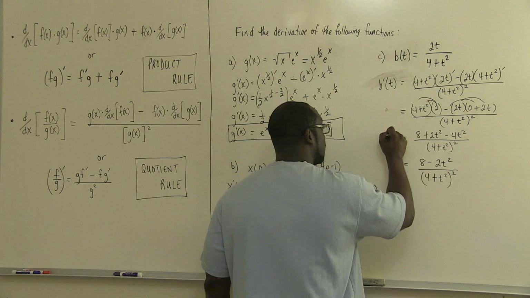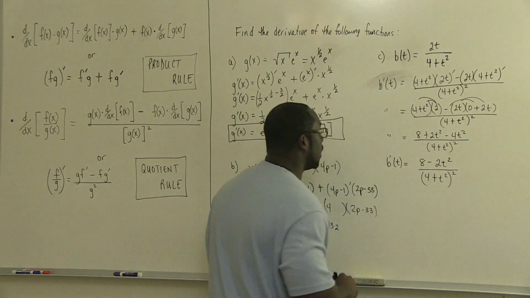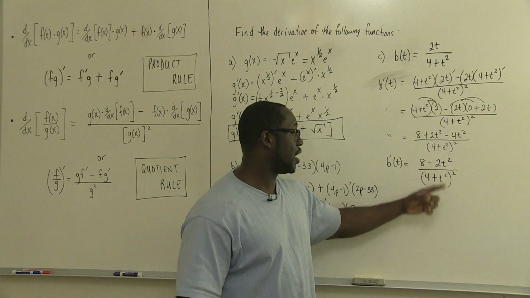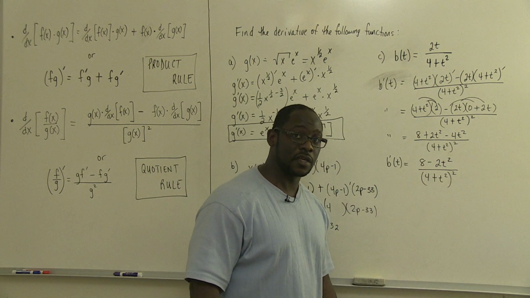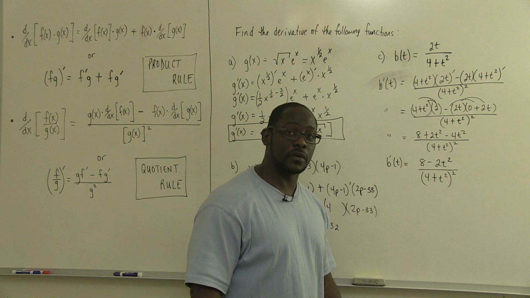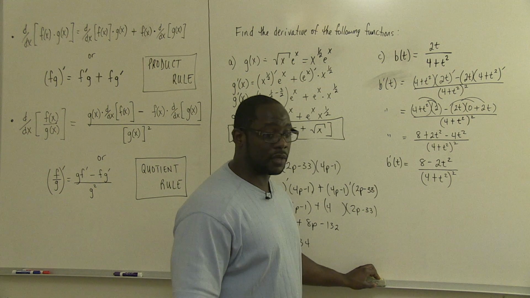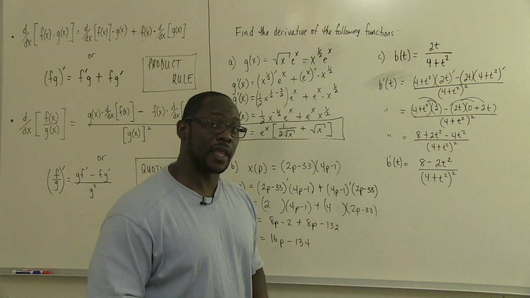So here our b prime of t would just end up being 8 minus 2t squared divided by 4 plus t squared, quantity squared in the denominator. Okay, so with that being said, I'll go ahead and make some room and then we'll do the last example.